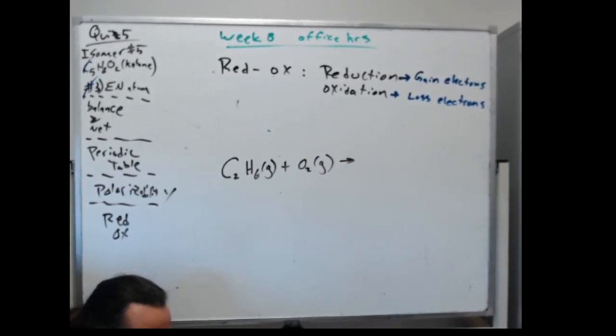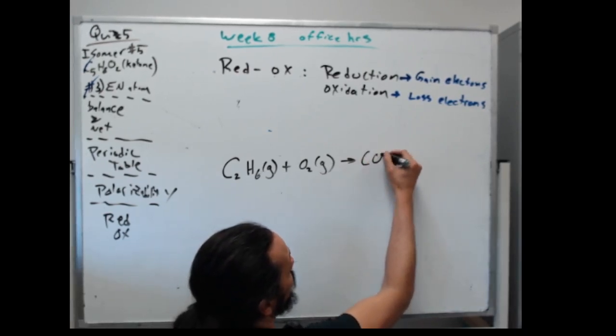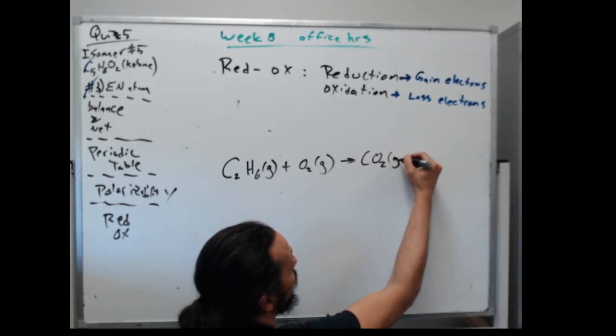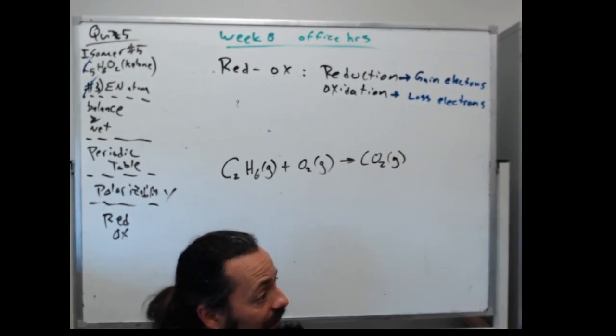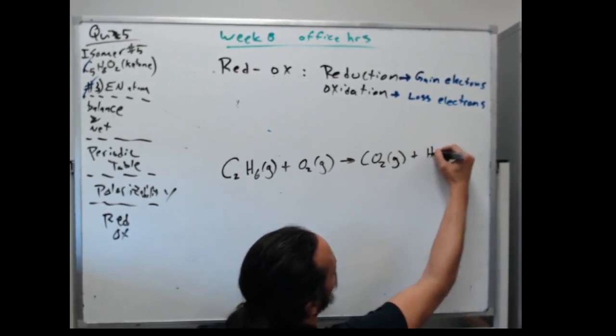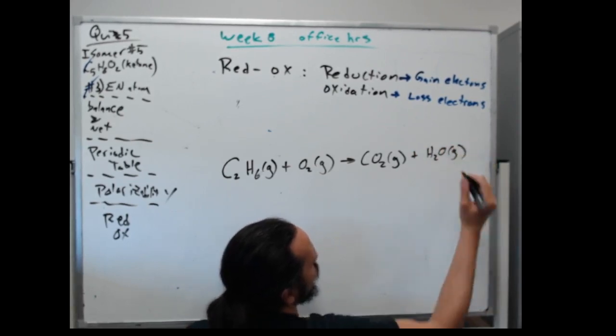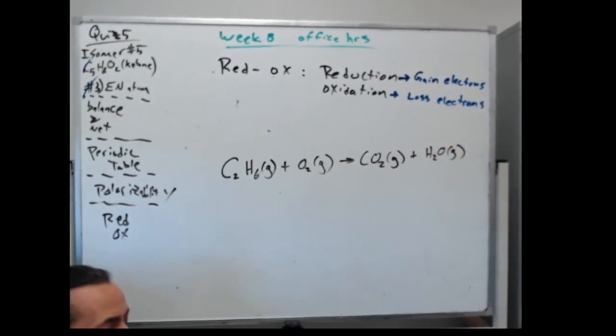If you did the prep activity, you should be able to predict the products of a combustion reaction. CO2. We're going to make CO2. Somebody else, what's the other thing you make when you burn things? H2O. Yeah, H2O. Usually in the gas state because there's a lot of heat around as well.